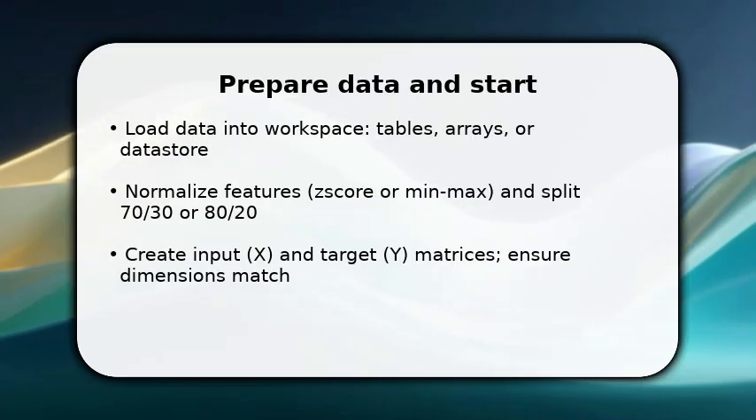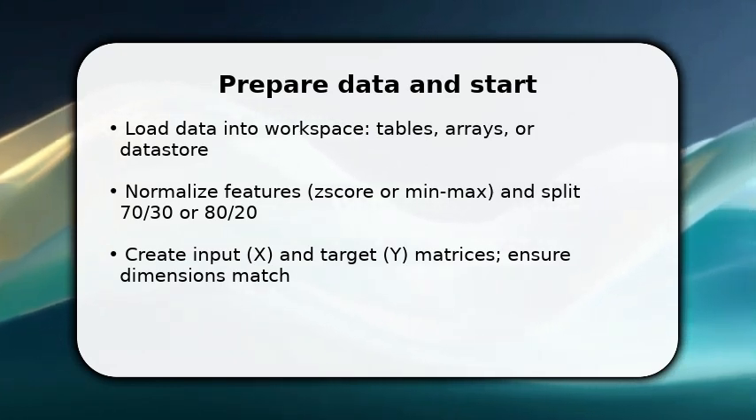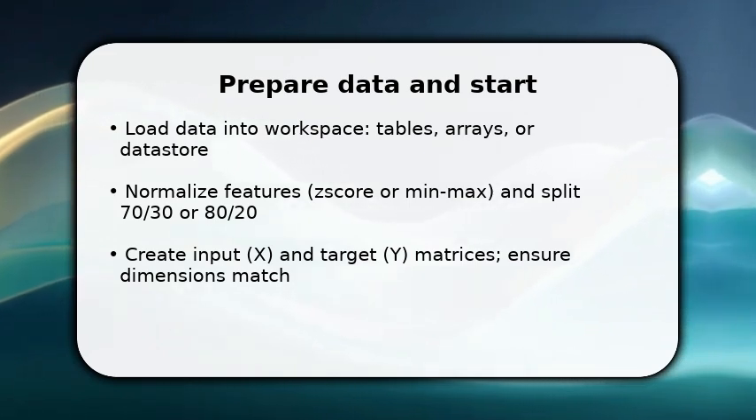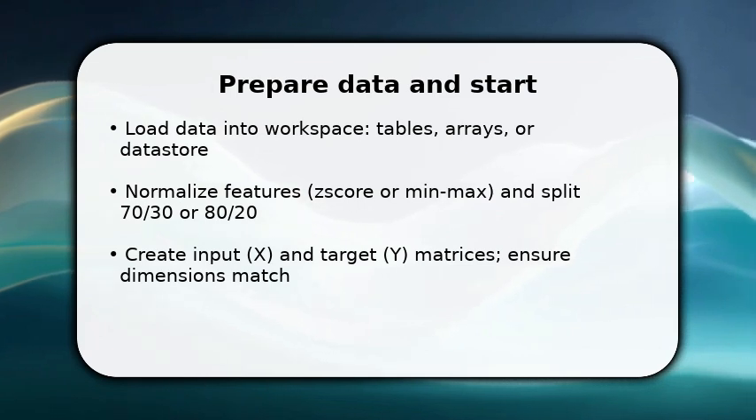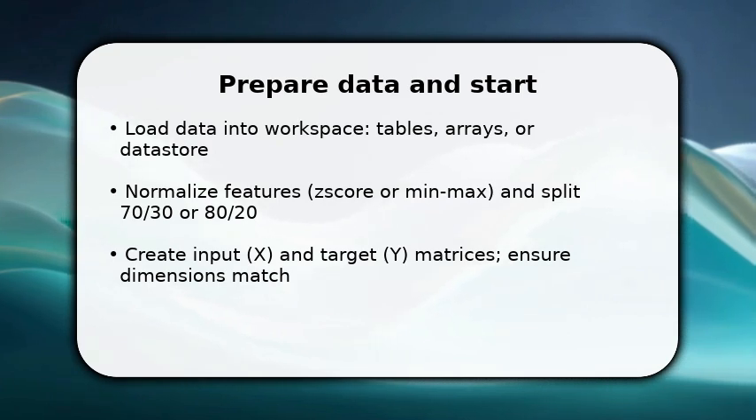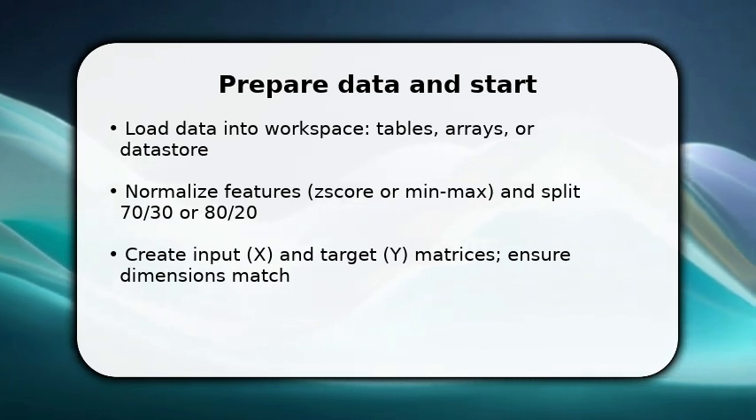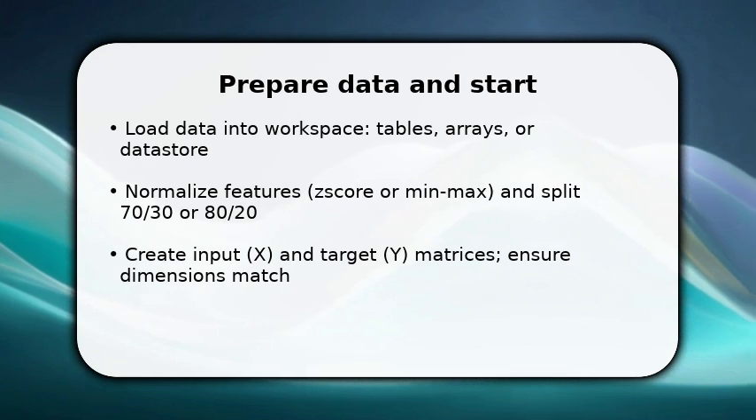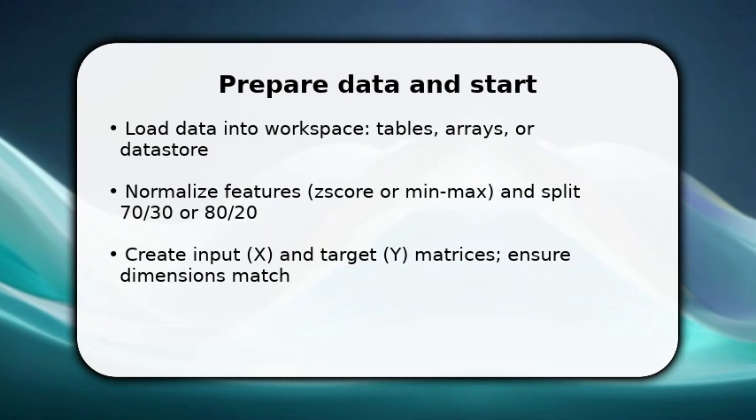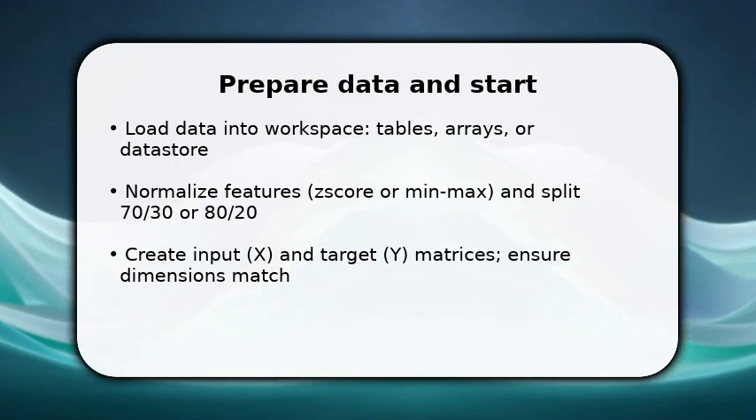You begin by getting data into Matlab and shaping it for training. Load your table or data store and convert it to numeric arrays. Once done, normalize features with z-score or min-max scaling so gradients behave predictably. Next, split into training and validation sets, commonly 70/30 or 80/20, and form input X and target Y matrices with matching dimensions. Matlab expects inputs as columns for many functions. Finally, choose whether you need sequential data structures, like cell arrays for time series.